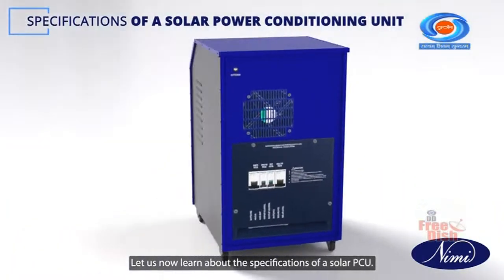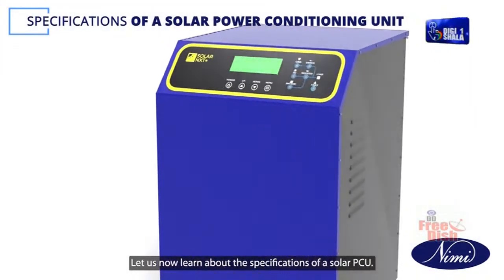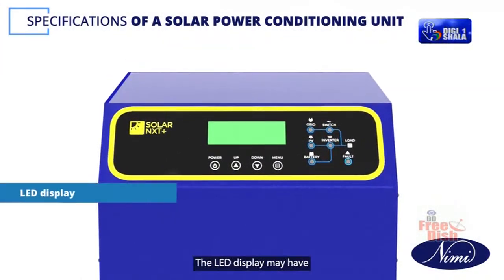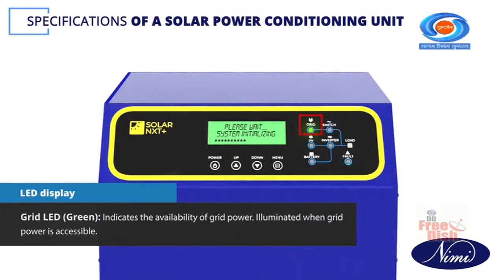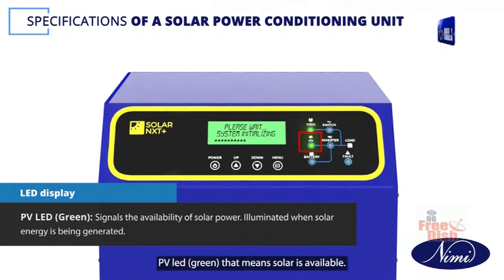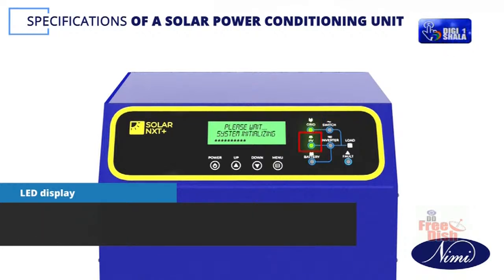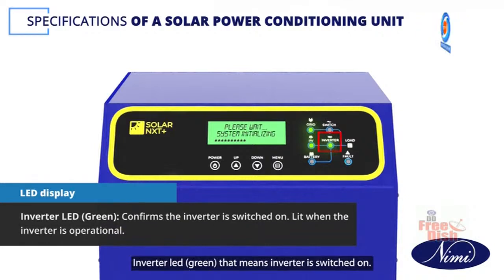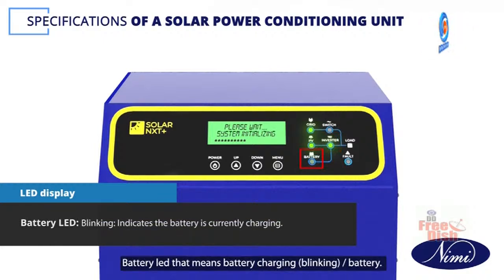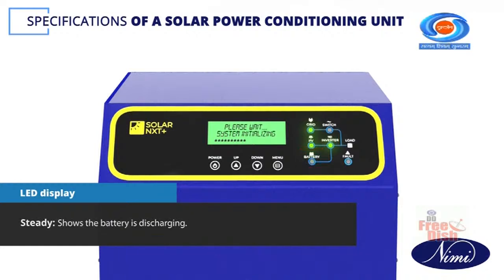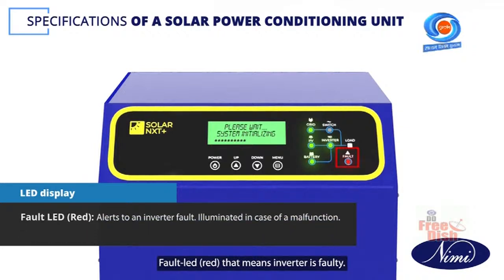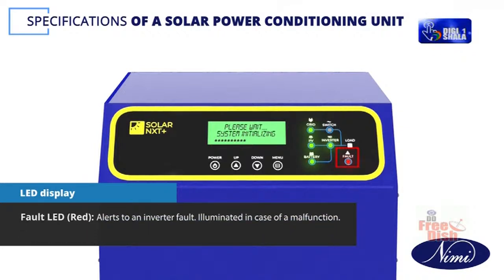Let us now learn about the specifications of a solar PCU. The LED display may have grid LED green, that means grid power is available. PV LED green, that means solar is available. Inverter LED green, that means inverter is switched on. Battery LED blinking, that means battery charging. Battery discharging, LED steady. Fault LED red, that means inverter is faulty.